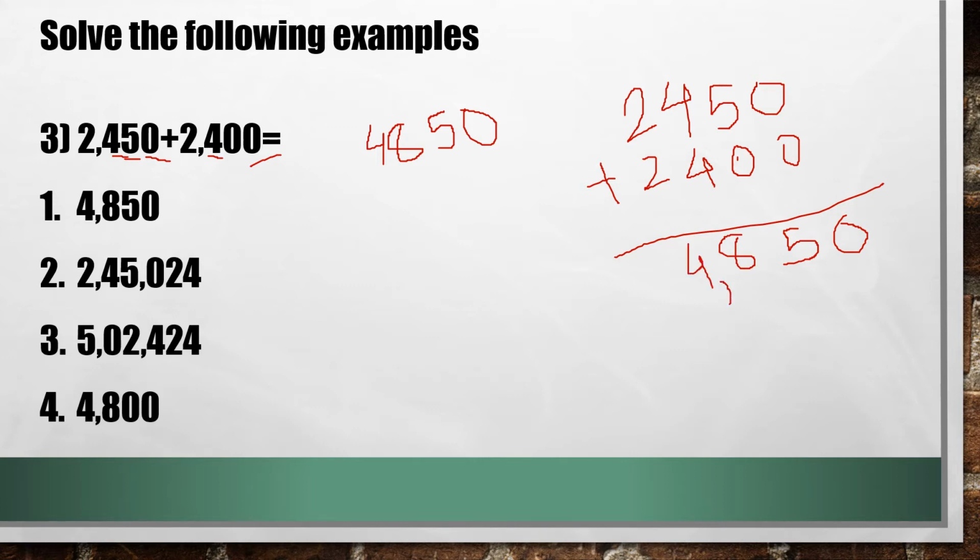Okay. Now this is the answer that you're getting, right? So let us check which option is 4850. Option number 1. So the correct option is option 1. That is 4850. Understood? Let's move on to the next question.